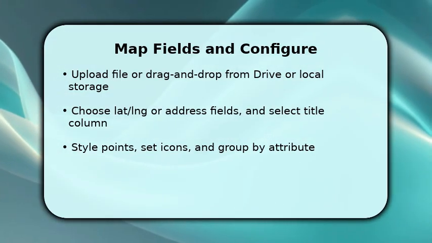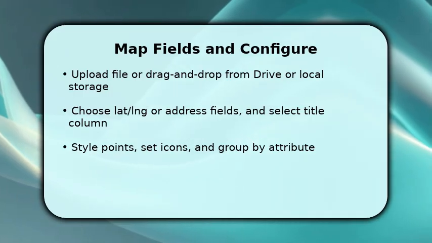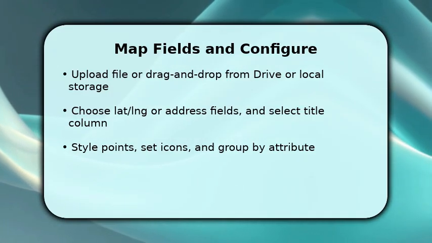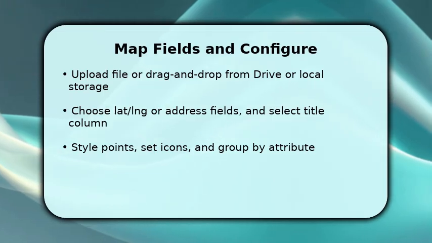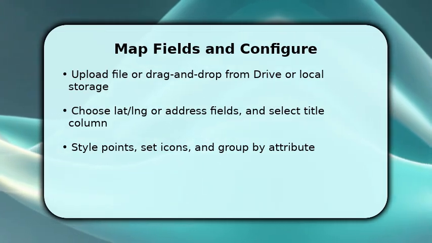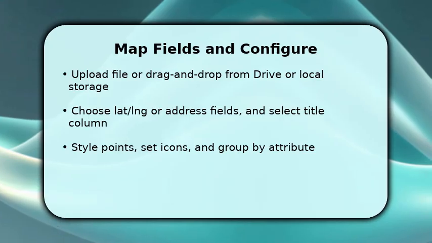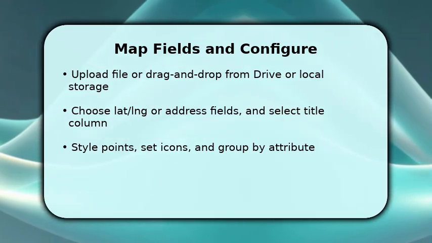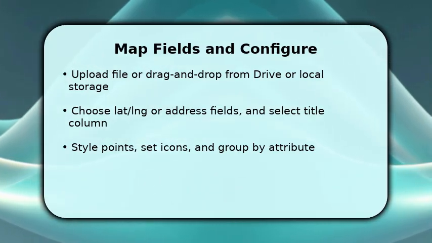Next, style your layer by assigning icons, colors, or grouping by attributes to visually separate categories. Make sure to save after styling, because these choices determine how users interpret spatial patterns and relationships across your data.